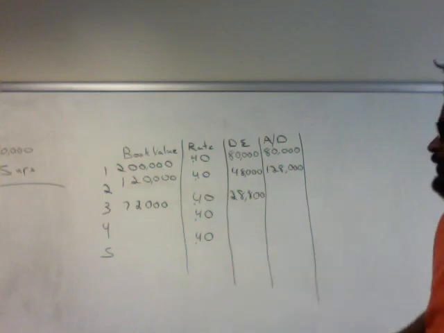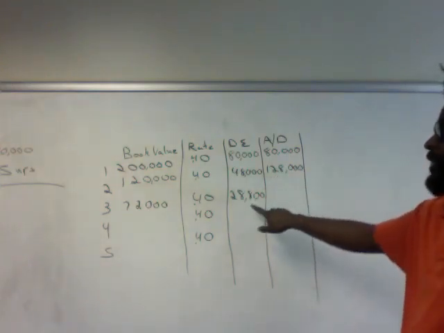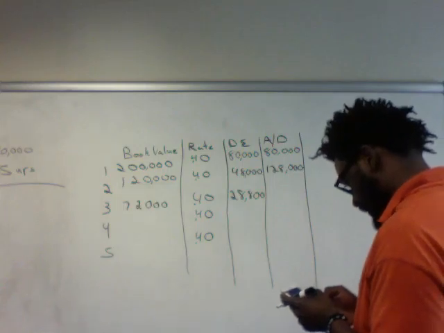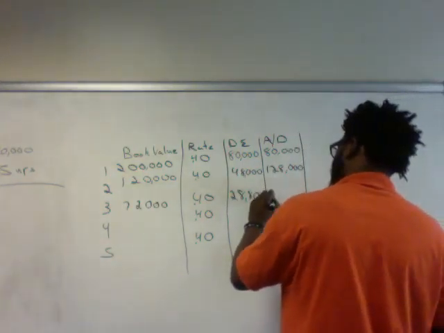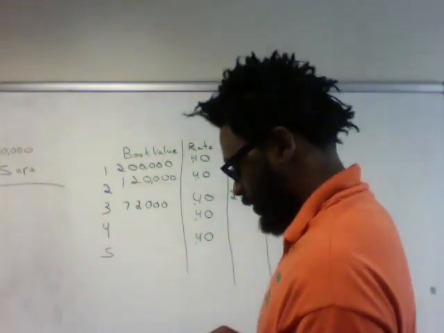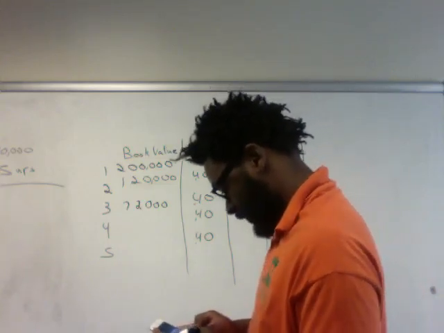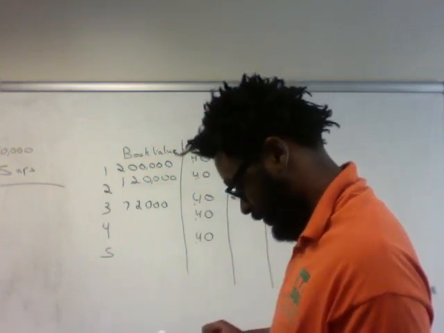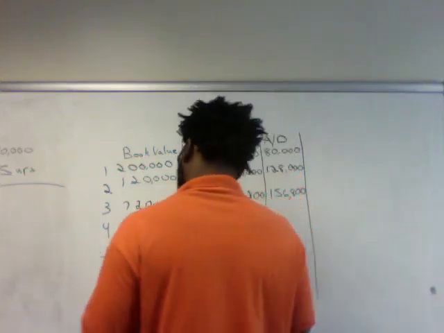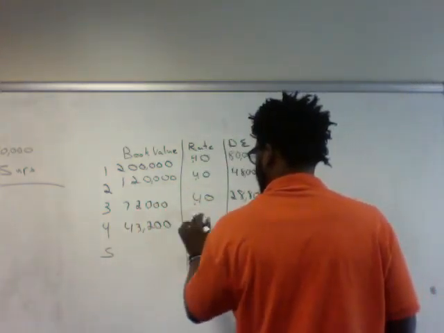How are we going to find out accumulated depreciation for the following year? Again, we could add up all 3 of our depreciation expenses, but I like to just take my last period's accumulated depreciation and add my current period depreciation expense. It's just a little quicker. So I'll take the 128,000 plus the 28,800. And that gives me 156,800. So then we go back and take our cost again for the book value at the beginning of year 4 and subtract 156,800. So 200,000 minus 156,800 is going to give us 43,200. We're going to take 43,200 and multiply it times 40%.